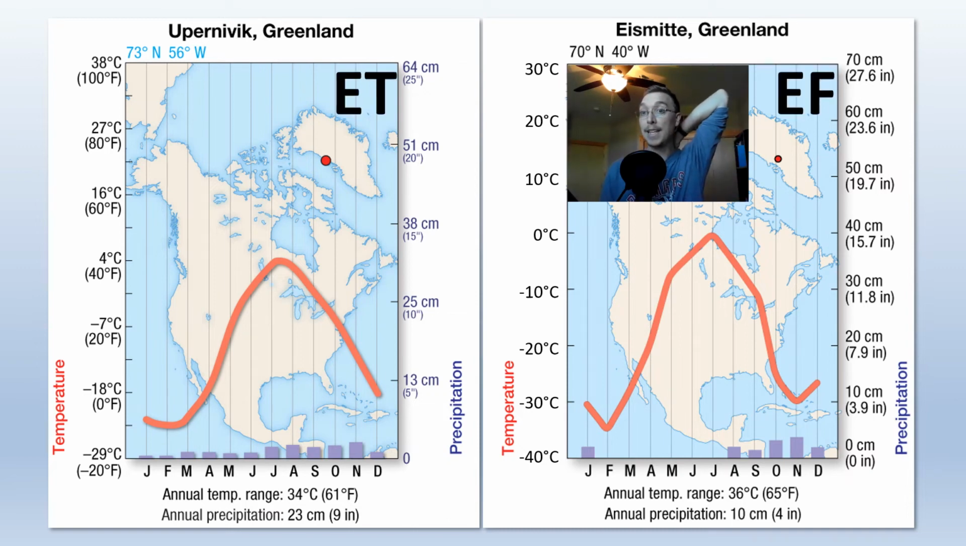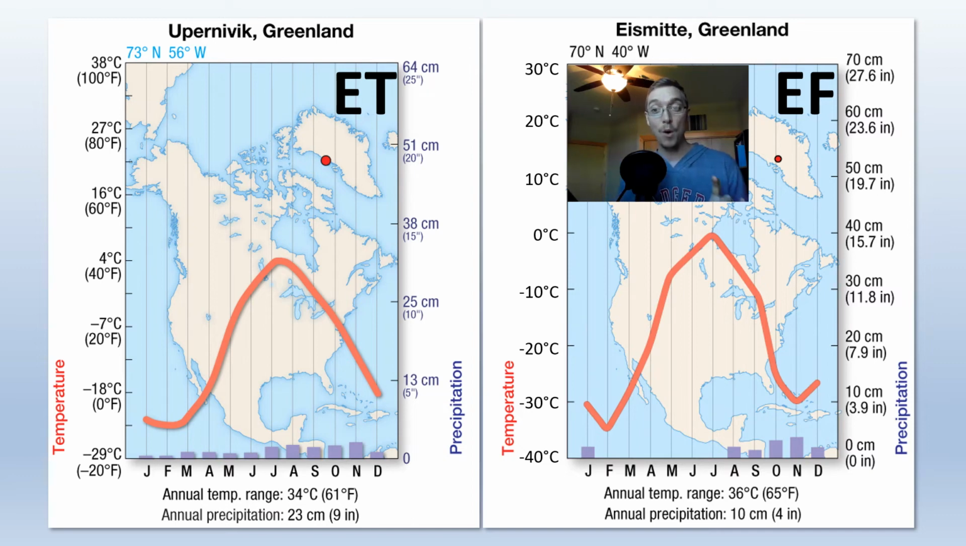Did you get an ET, polar tundra climate for Upernavik? The average temperature of the warmest month is greater than 0 degrees Celsius, but less than 10 degrees Celsius. How about an EF or snow and ice cap climate for Icemit? The warmest month is 0 degrees Celsius or below.